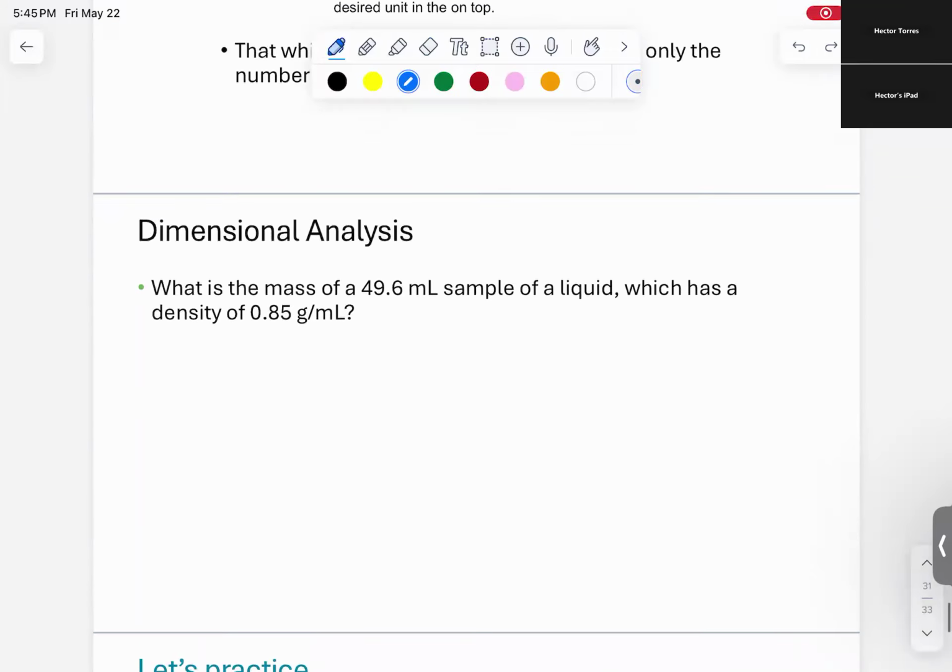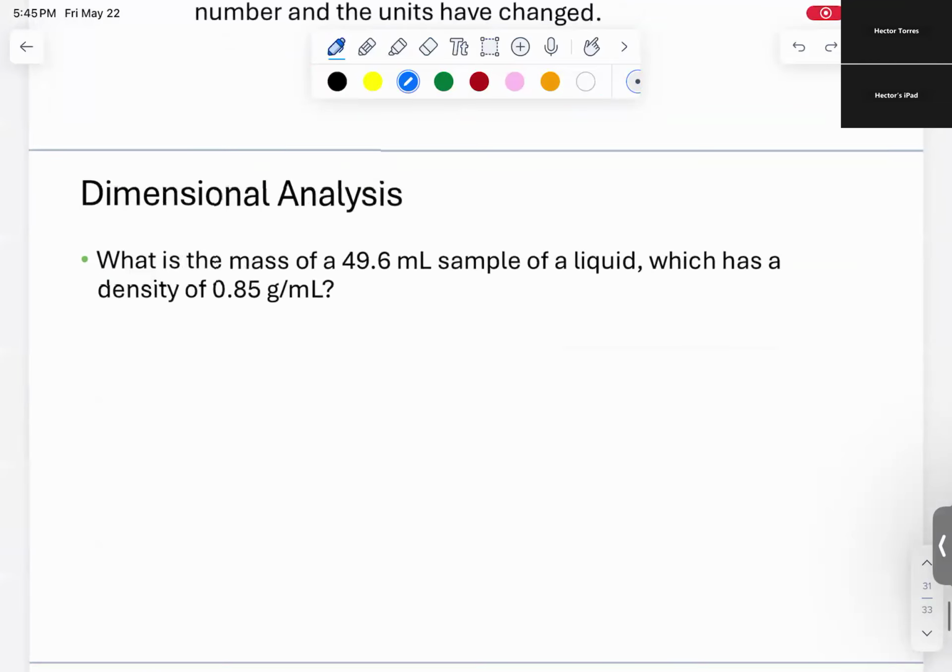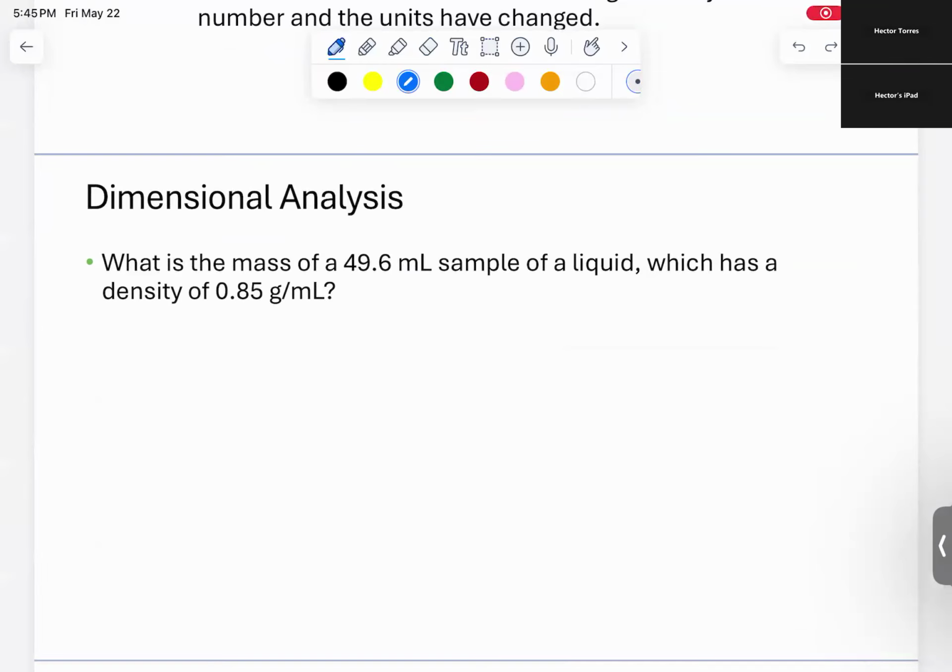Let's do a problem using dimensional analysis. On this one, I have: what is the mass of a 49.6 milliliter sample of a liquid, which has a density of 0.85 grams over 1 mL? So I'm going to write down my 49.6 mLs. Then I want to find the mass. If I remember back on my SI units, mass is typically measured in grams. So just keep that in mind.